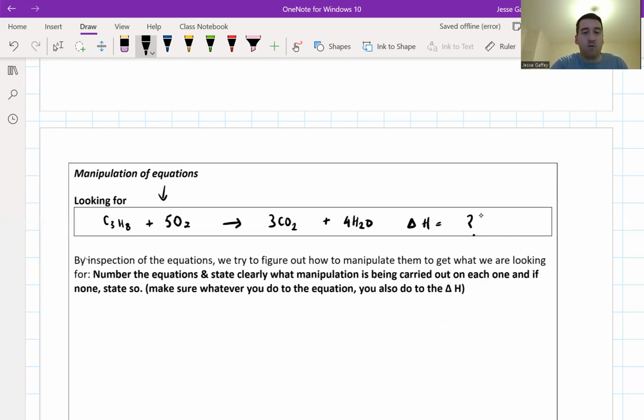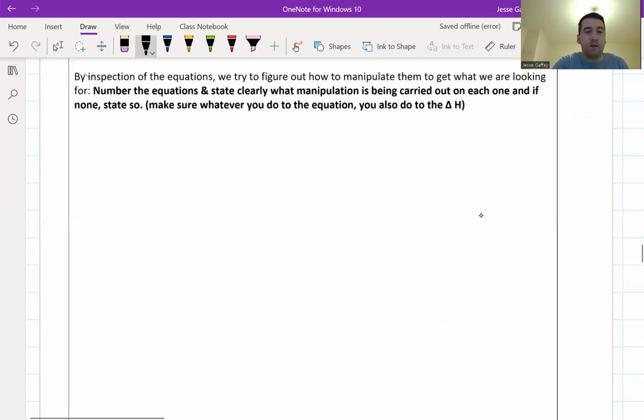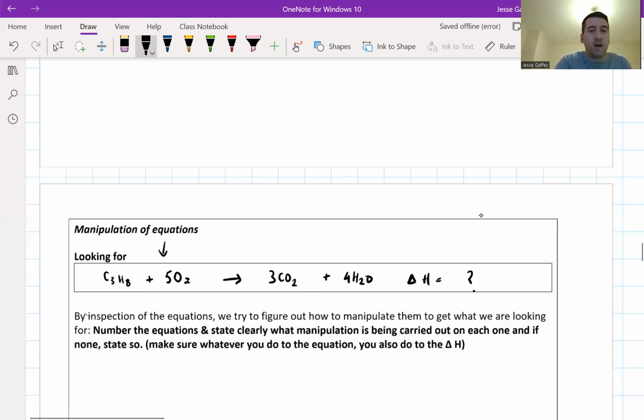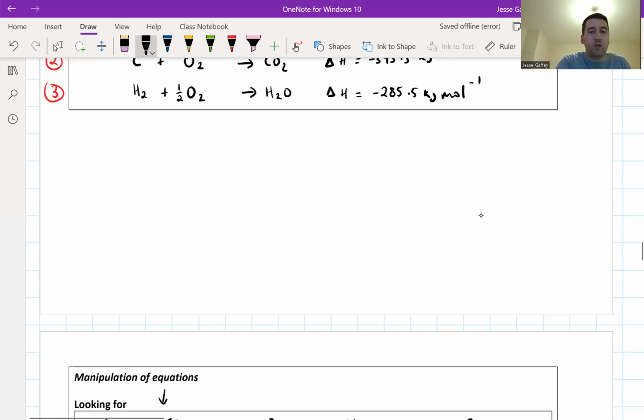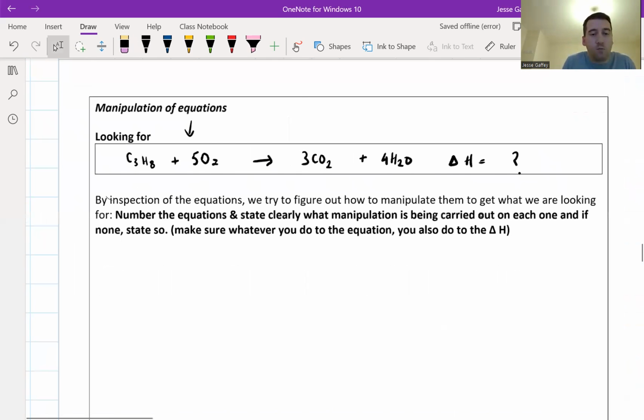That's a lot of rubbish there, but we've got a space below to work in, and we're going to go ahead and work on that now. So I'm just going to rewrite my equations again. You might not have to do this.